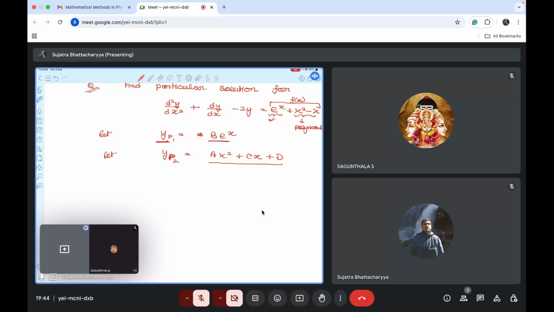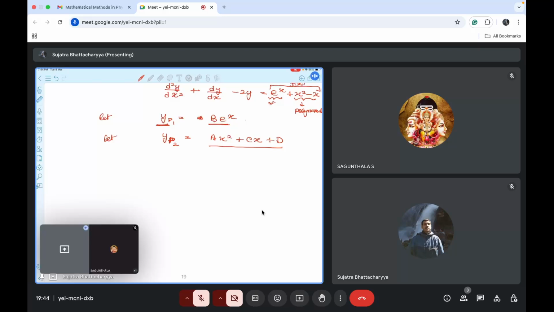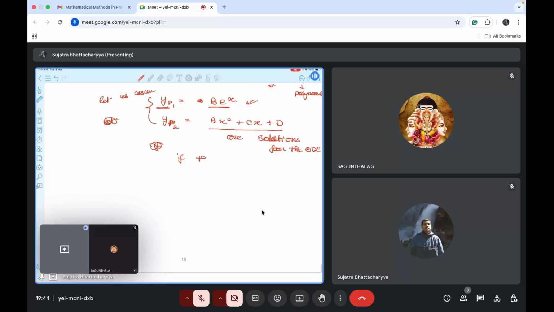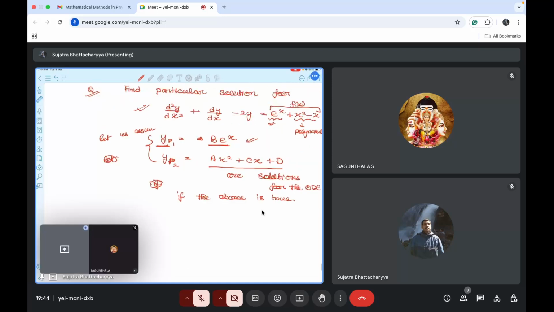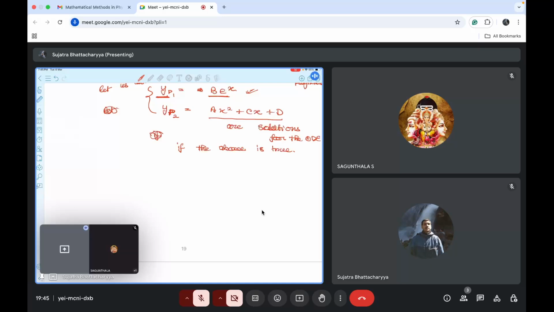And we try to find out the coefficients a, b, c and d. Right. So what to do is, let us assume these two are solutions for the ODE. Now, if the above statement is true, that b e to the power x is the solution of this particular ODE, then we can put it in this particular equation. If you put it, then what will happen?